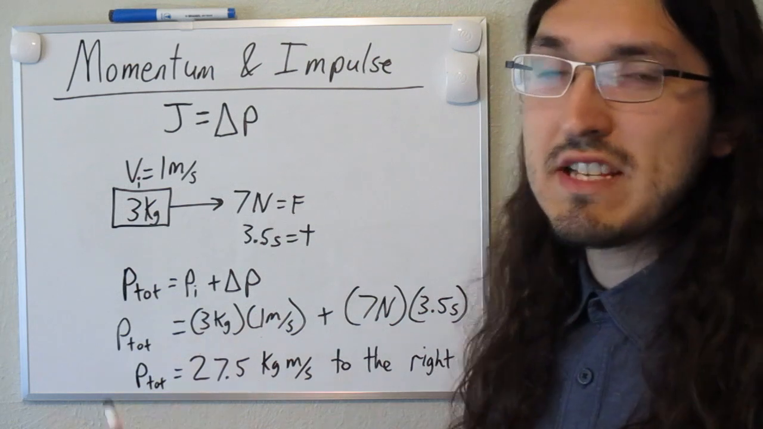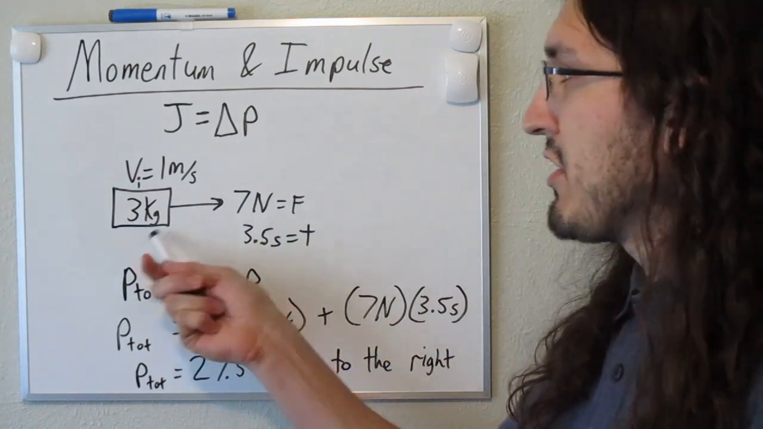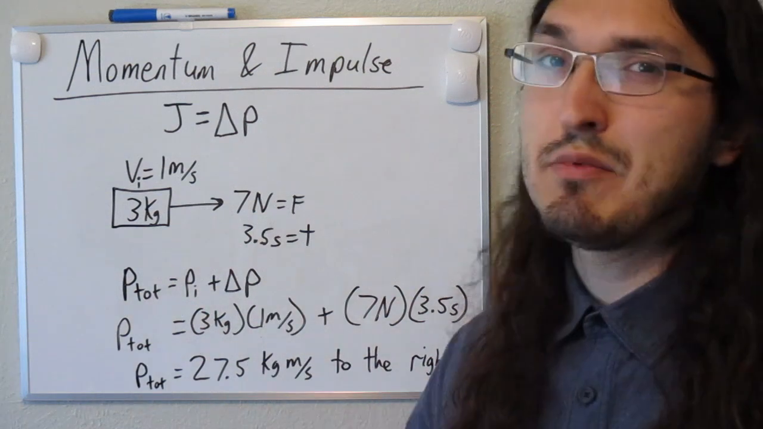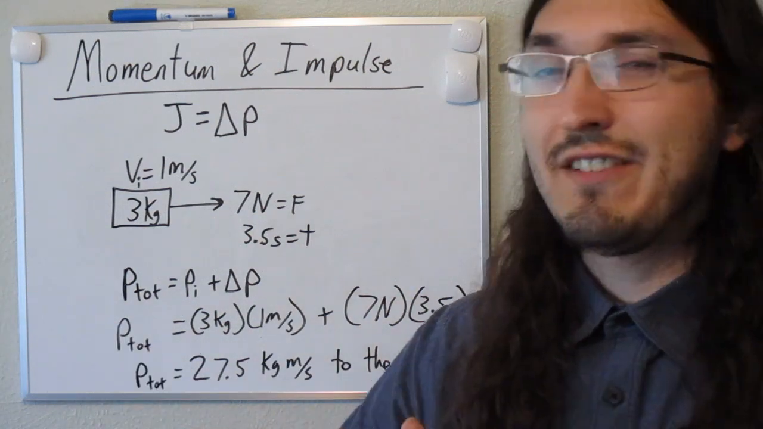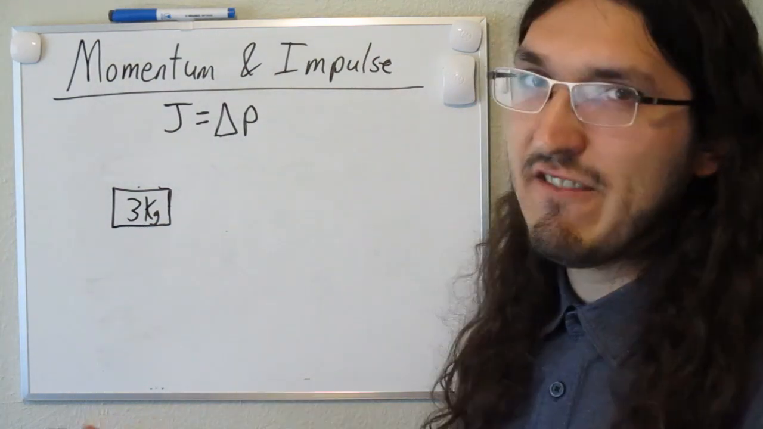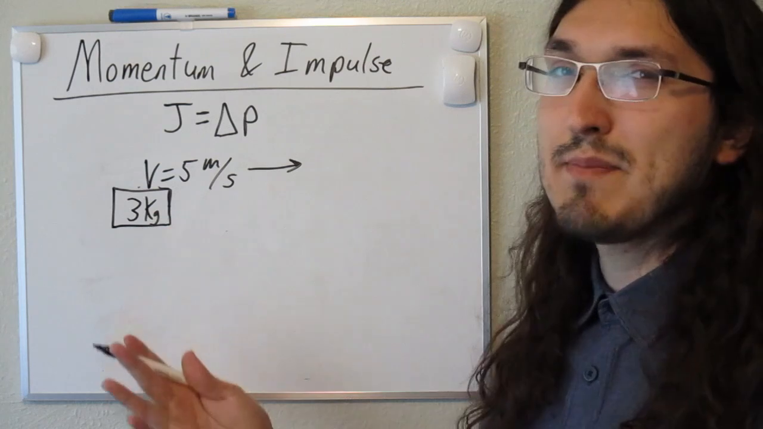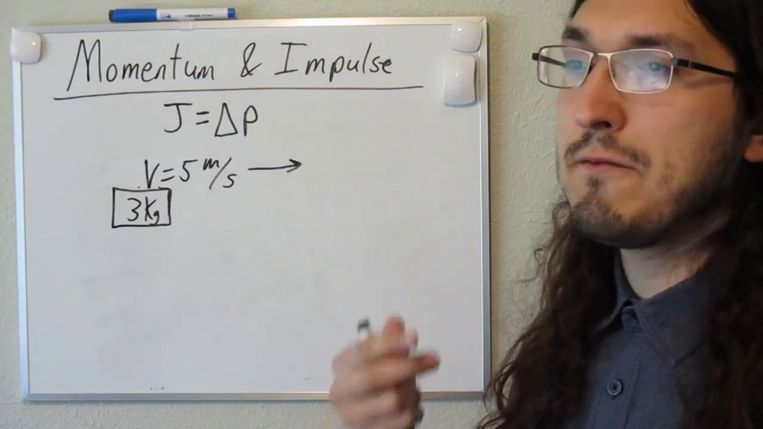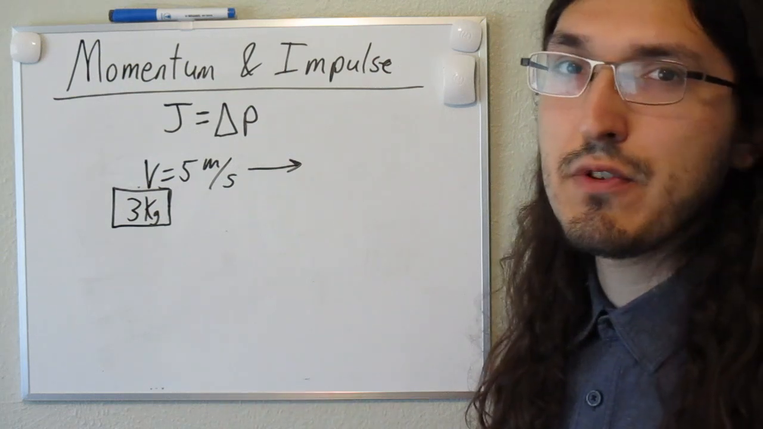Now I'm going to do one more example where something has some initial velocity to the right, but then the impulse is applied the other direction. This type of example would be something like a head-on collision in traffic. Let's say I have the same 3 kilogram mass, and now it's going at 5 meters per second to the right. Let's say this mass undergoes a head-on collision where it feels an impulse with a force of 50 newtons for 0.5 seconds.